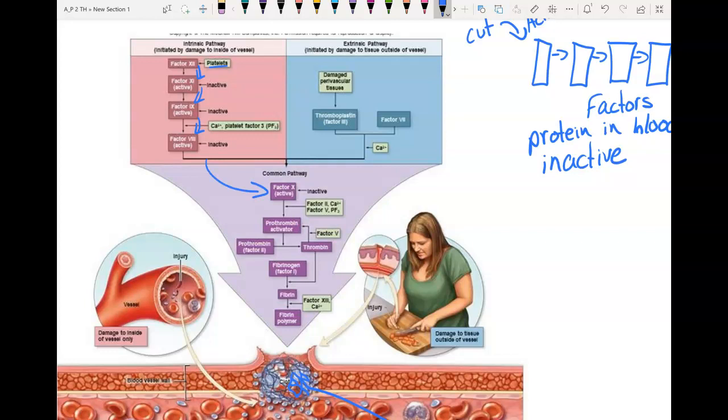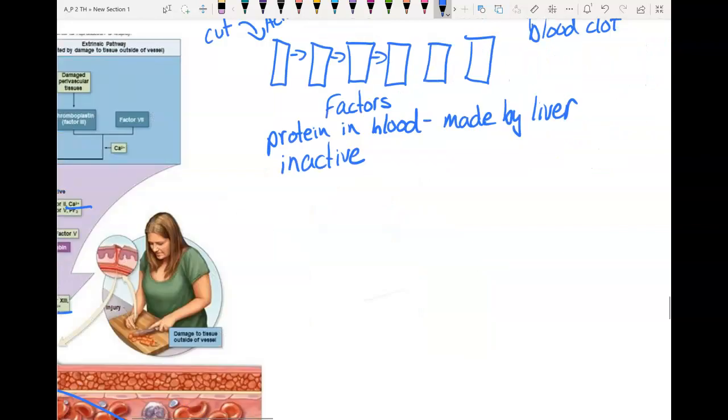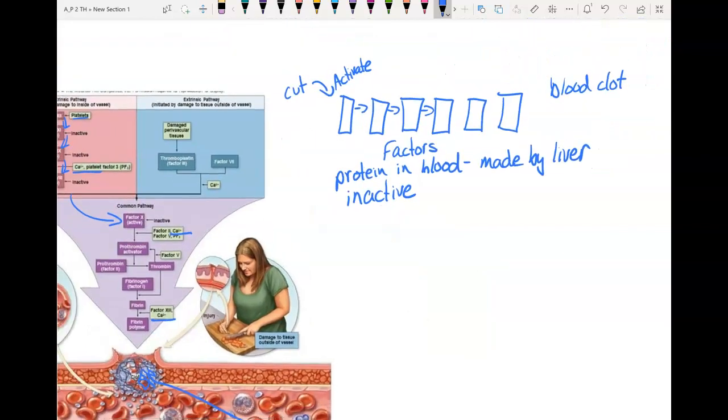Notice also along the way you have calcium sprinkled in here. If you remember back in chapter 7 when we were talking about blood calcium, we said that one of the reasons you need blood calcium is in order to form blood clots. So also along the way here, calcium is needed in order for some of these dominoes to each knock down the next. So you had these factors from your liver. When you get a cut, they begin activating each other.